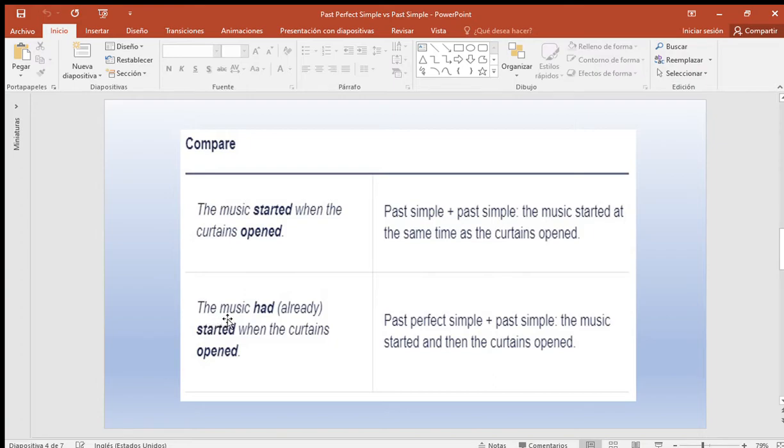Here you can have: the music had already started when the curtains opened.